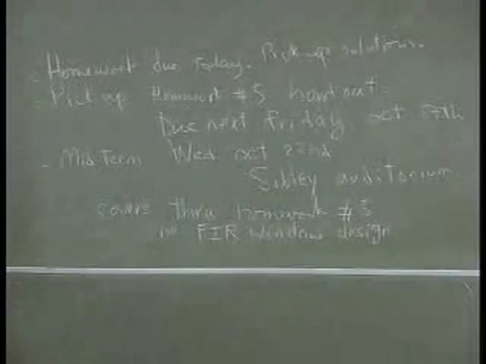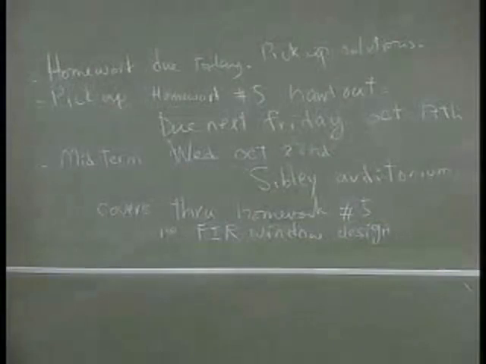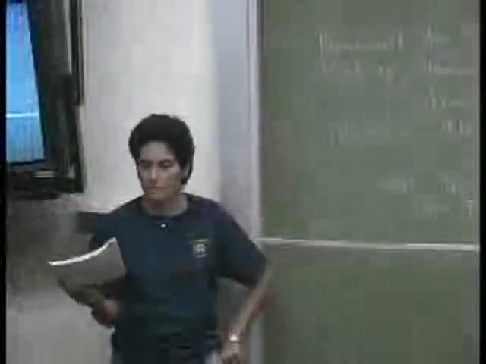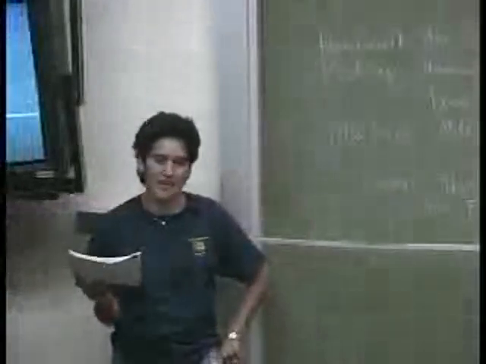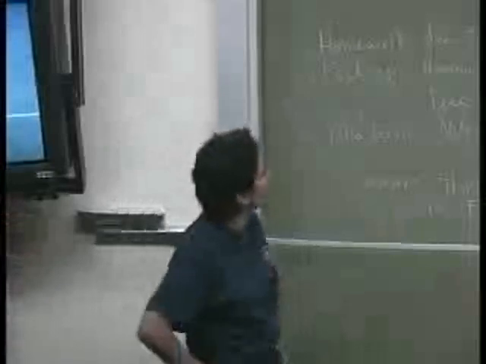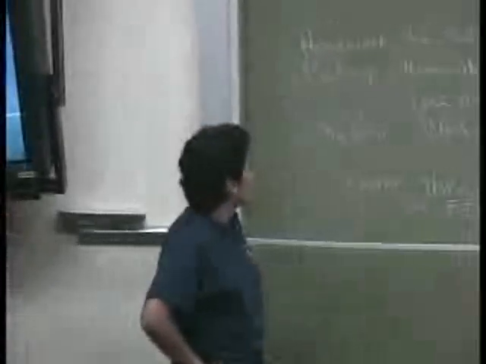Pick up homework number 5 handout. It's 1 page. And it consists of 2 handwritten problems off of Oppenheimer and Schafer, 5.43 and 5.57. And then it has 2 lab assignments, for which you need some input, the prop3.mat file, and that's on our website. And this is due next Friday, October 17th.